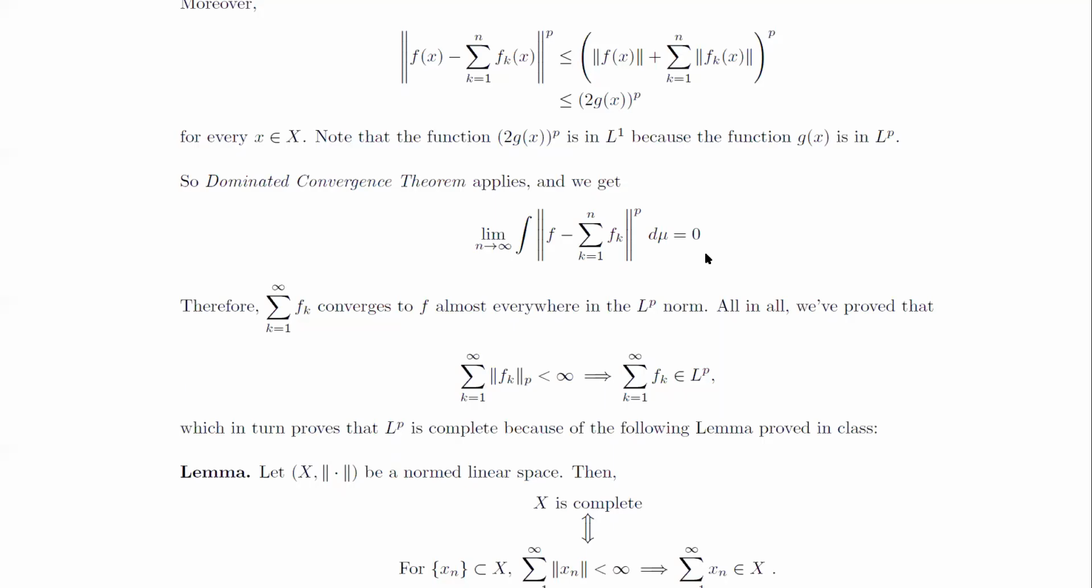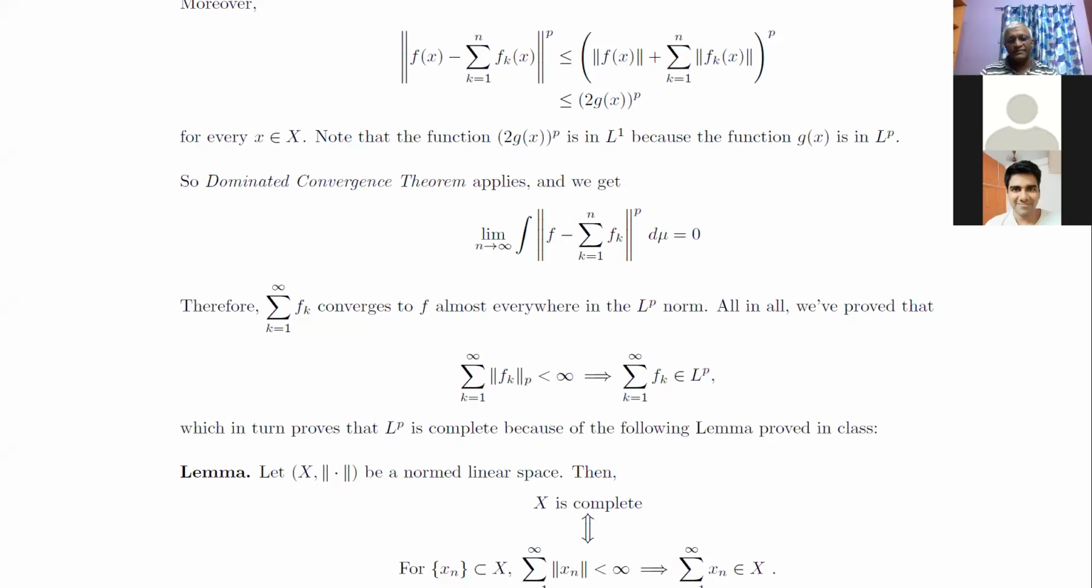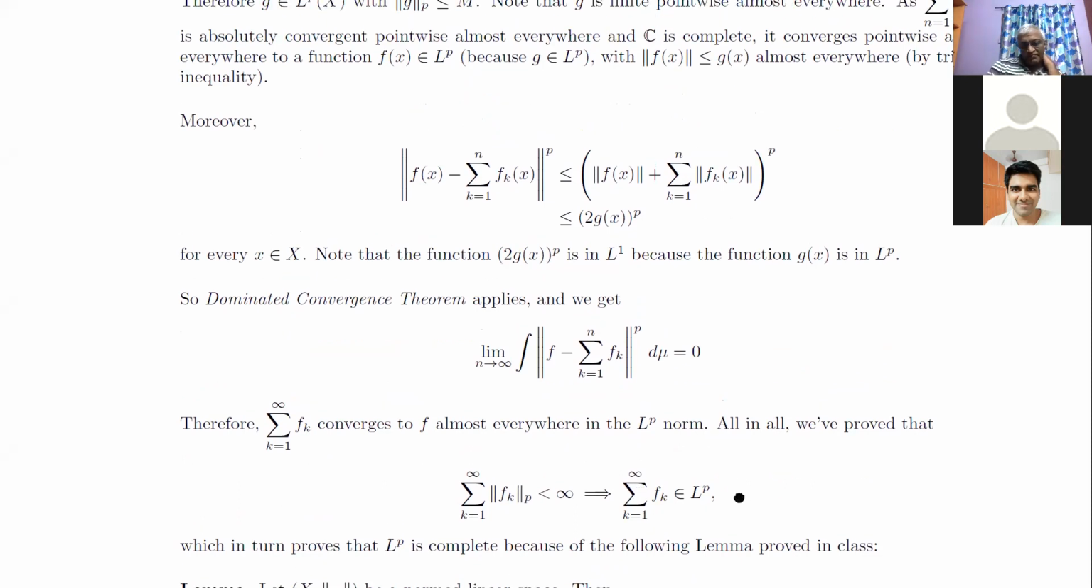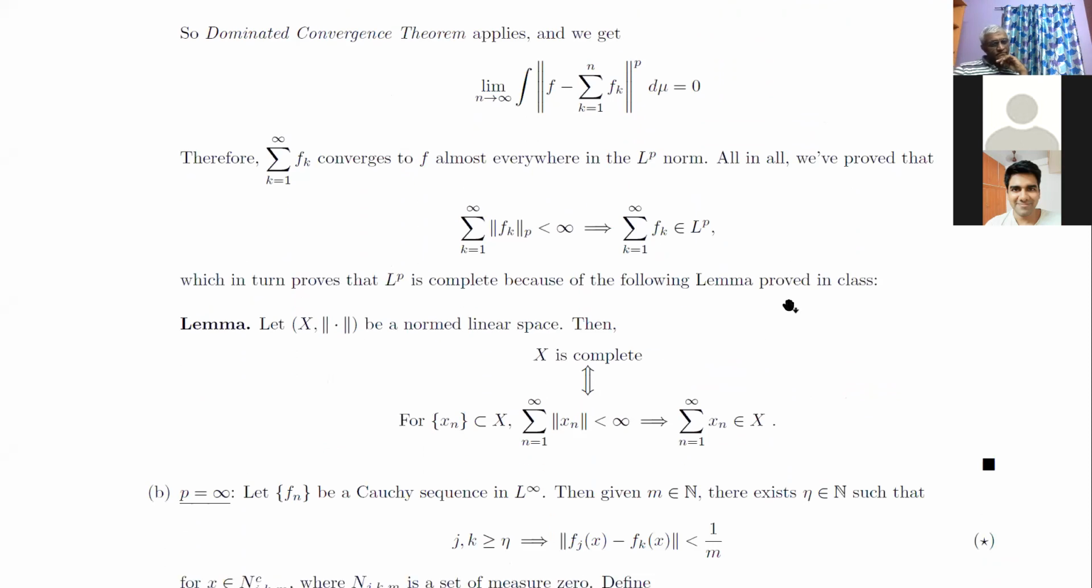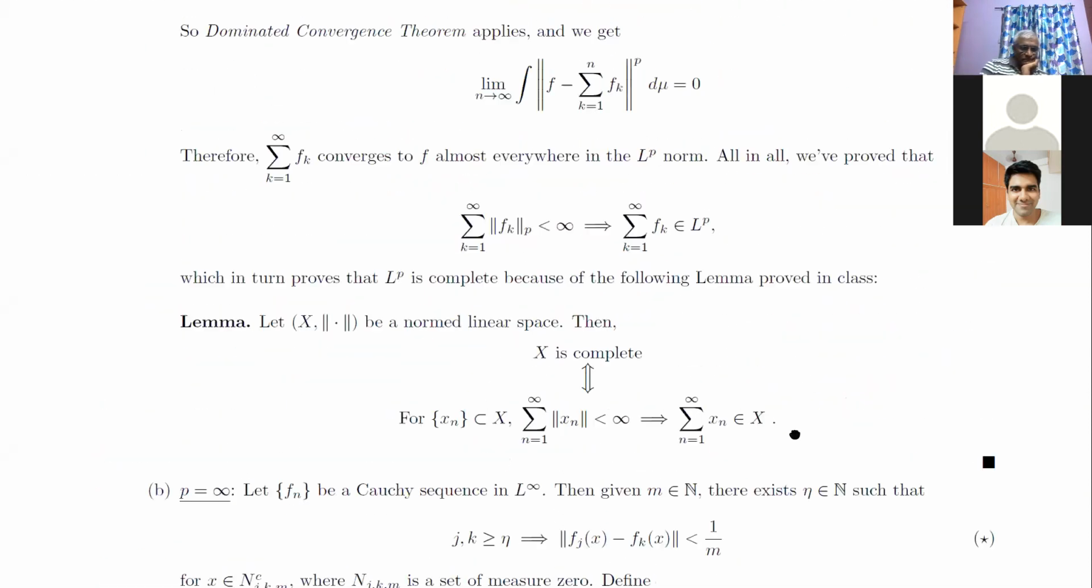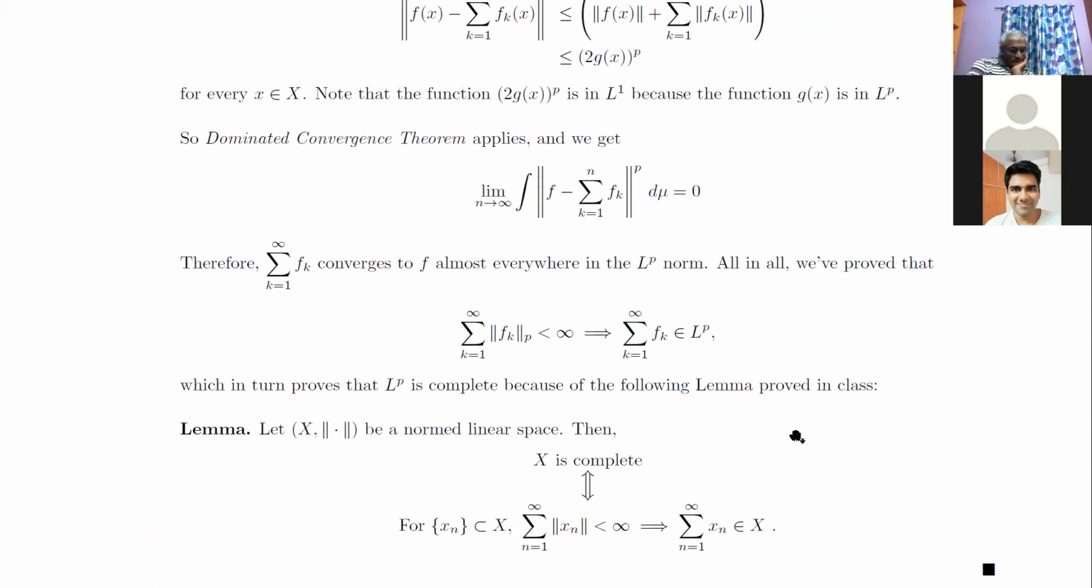The integral of f minus the summation from k equals 1 to n of fk, to the p, d mu, is equal to 0. So essentially what we have proved is that the summation from k equals 1 to infinity of fk converges to f almost everywhere, taking the L^p norm now. So we started out with a series which converges absolutely, and have proved that the series in fact is an element of L^p. And by the characterization of completeness which we saw in the class, we are done. So this is the case to prove that for finite p, L^p is complete.